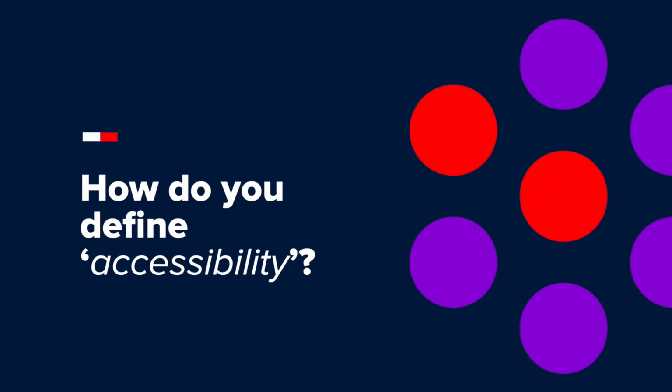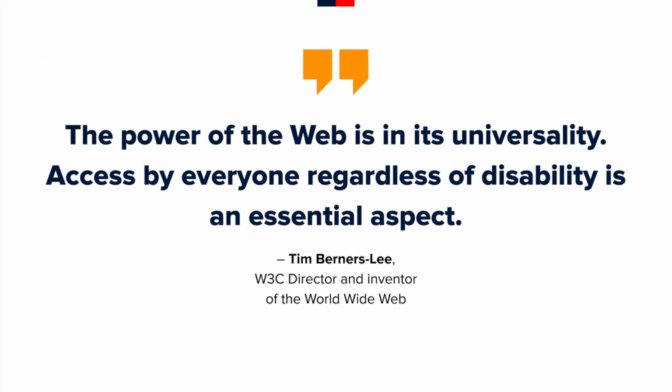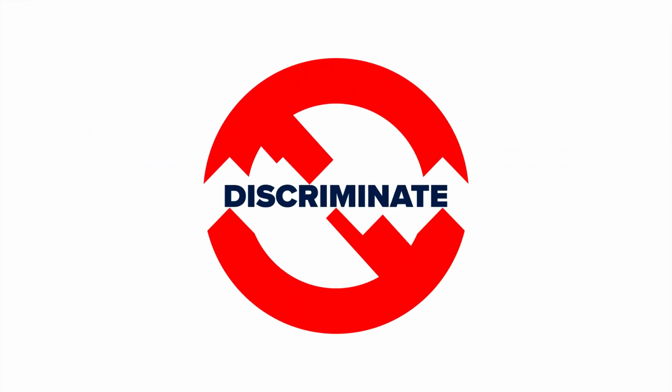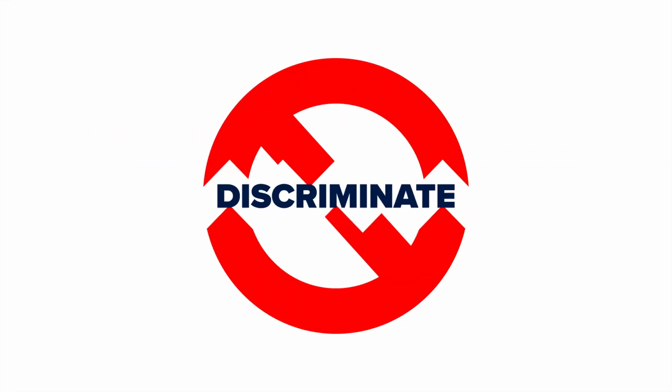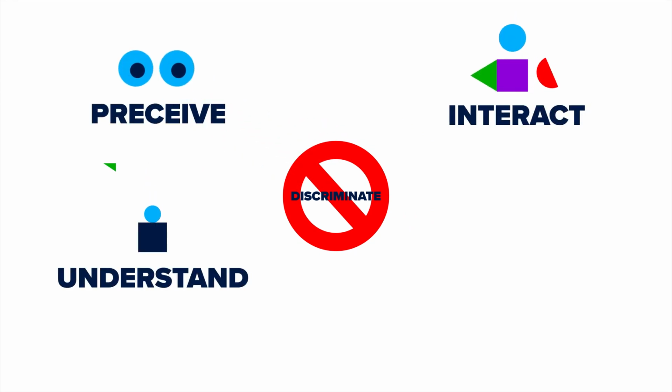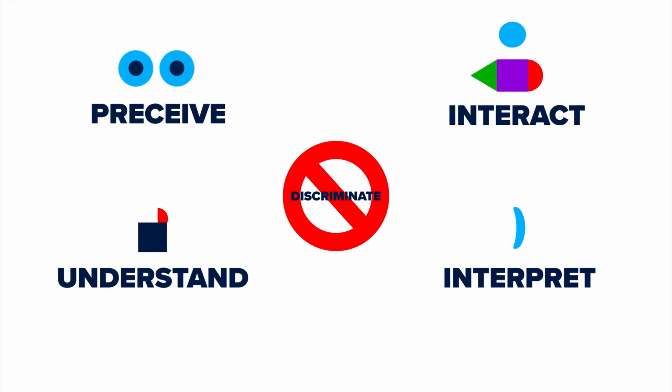Now let's identify what accessibility is and what it means for content to be accessible. As inventor of the World Wide Web and director of W3C, Tim Berners-Lee states that the power of the web is in its universality. Access by everyone, regardless of disability, is an essential aspect. This means that accessibility doesn't discriminate. It ensures everyone can perceive, interact, understand, and interpret web content and tools.